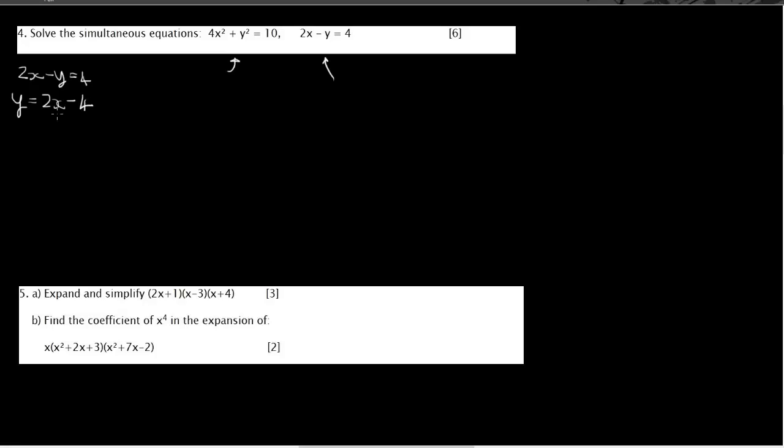And then we substitute that in the quadratic. So we substitute for y. Get 4x squared plus 2x minus 4 all squared, that's y, minus 10. So we take the minus 10 across the other side, we get equals 10.